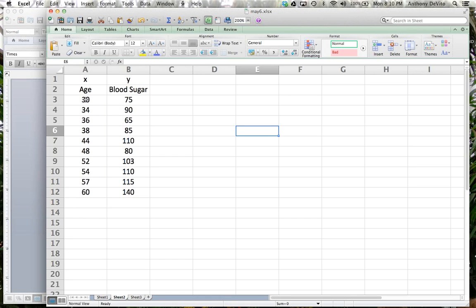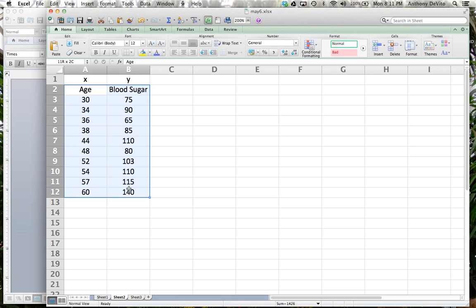So now, basically, each one of these pairs of values represents a point on an xy coordinate. In other words, a person's age is 30 and their blood pressure is 75. X is 30, Y is 75. X is 34, Y is 90. X is 36, Y is 65. Well, I can easily just take a graph and plot this on a graph. In fact, I'm going to use Excel to do that for me.